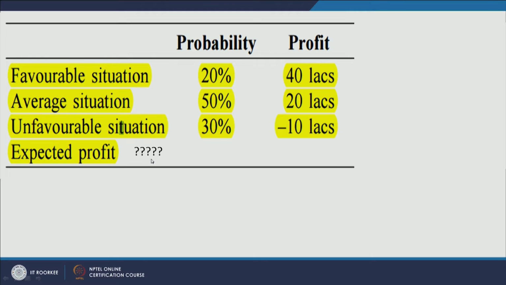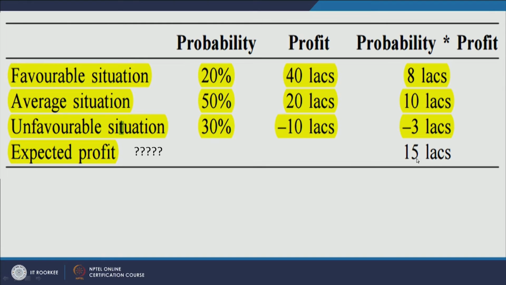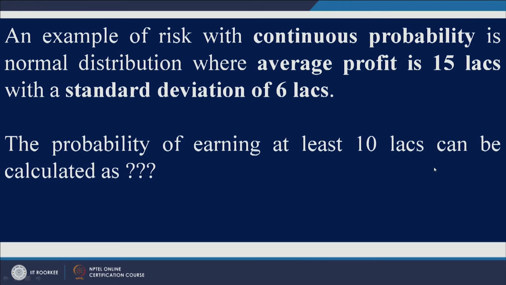So, expected profit would be very simple, right, you just multiply these values. So 0.2 into 40, 8 lakh, 0.5 into 20 is 10 lakh. So 8 plus 10, 18 minus 3, right. So expected profit would be 15 lakh, right. So this is a kind of discrete probability distribution, right. So this is your expected profit, right.